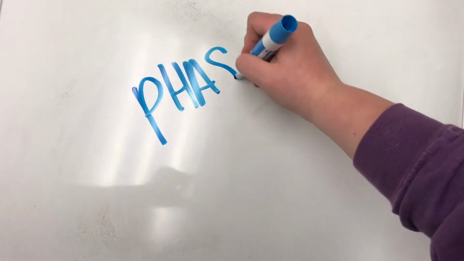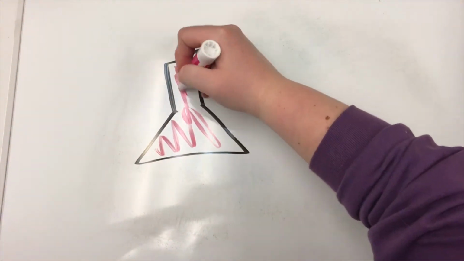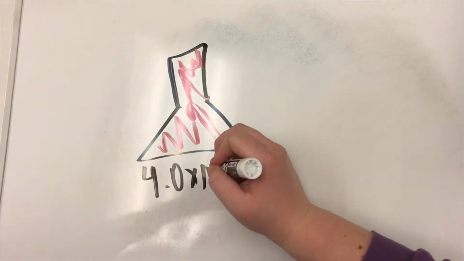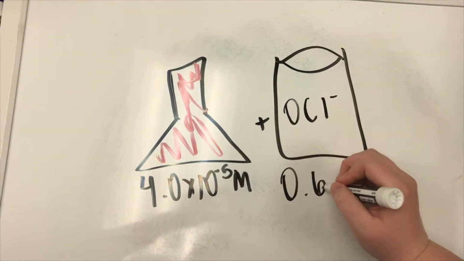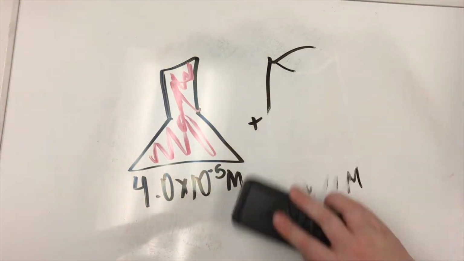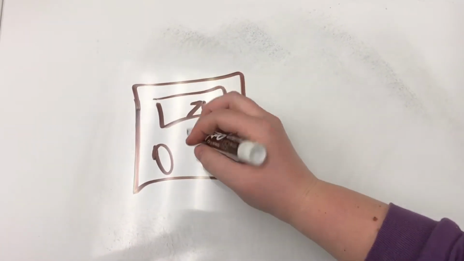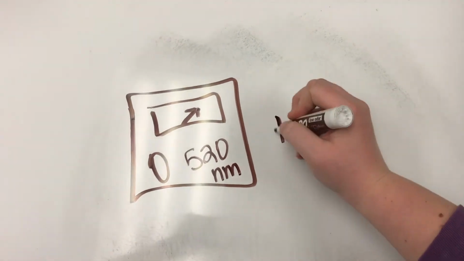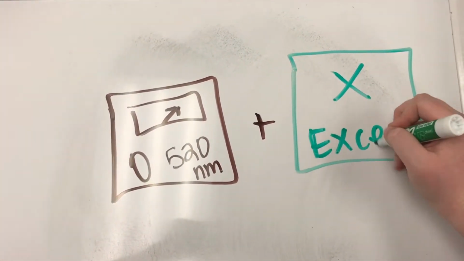In phase 3, we tested how a redox reaction would affect the concentration of the dye. We mixed a 4.0 times 10 to the negative 5th molar red dye with 0.61 molar OCl-, also known as bleach. After mixing 2 milliliters of our dye and 2 milliliters of our bleach, we could see the dye visibly fading. Next, we recorded the absorbance values using a spectrometer and then plotted the points in Excel.